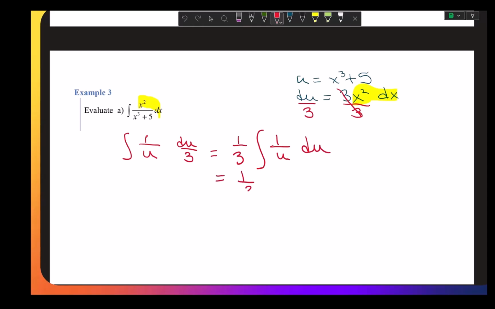The integral of 1 over u du is ln of the absolute value of u. We're going to always add our constant in. And now I'm going to change the u back to x's, and I get 1/3 times the natural log of x to the third plus 5, plus c.